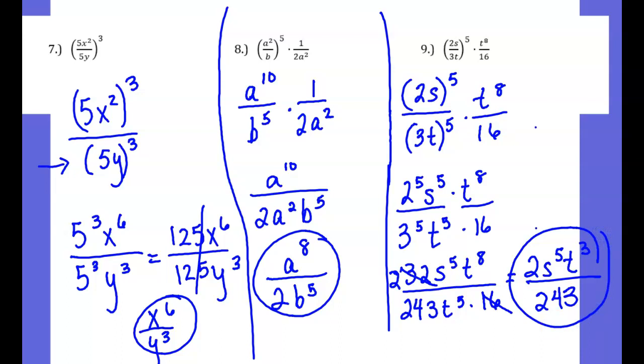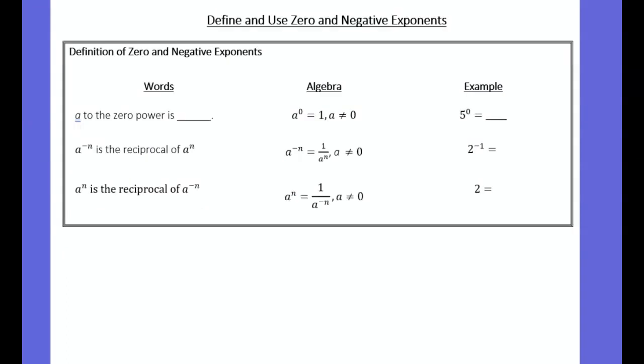All right, so moving on. Definition of 0 and negative exponents. A to the 0 power is 1. We learned anything to the 0 power is equal to 1. So 5 to the 0 power would also be equal to 1. As long as we don't have 0 to the 0 power, because that's where we said we're up for debate, but that would be undefined.